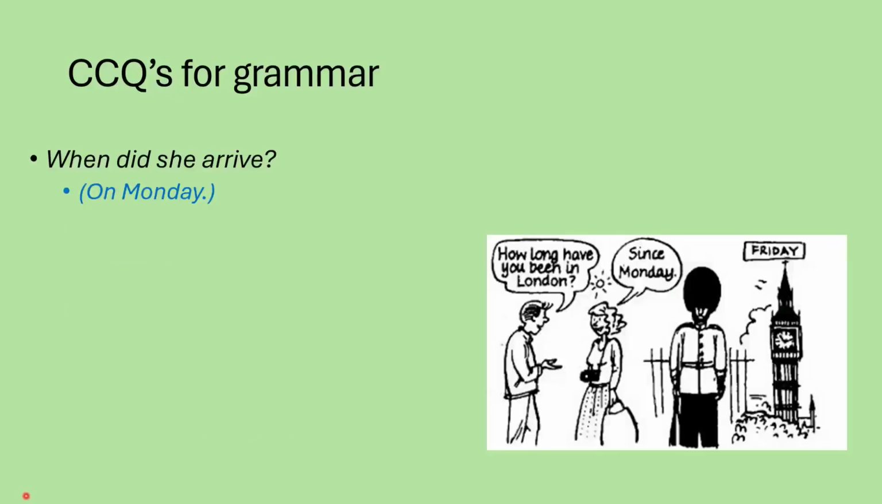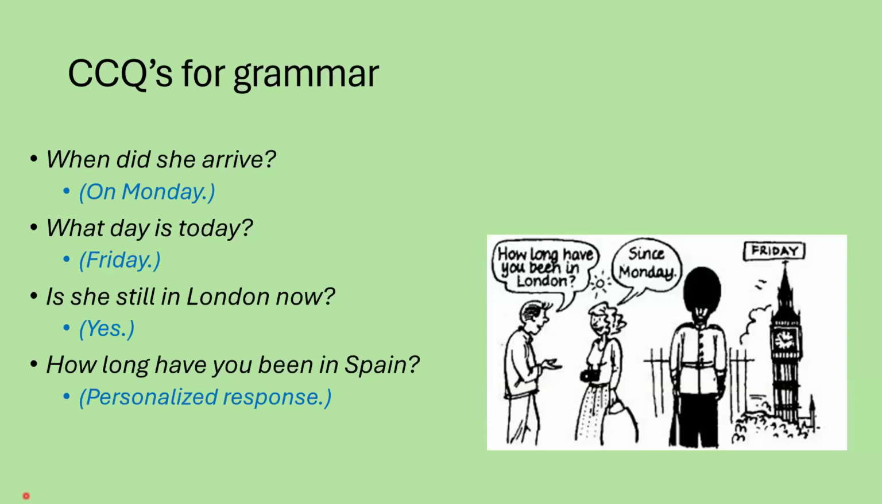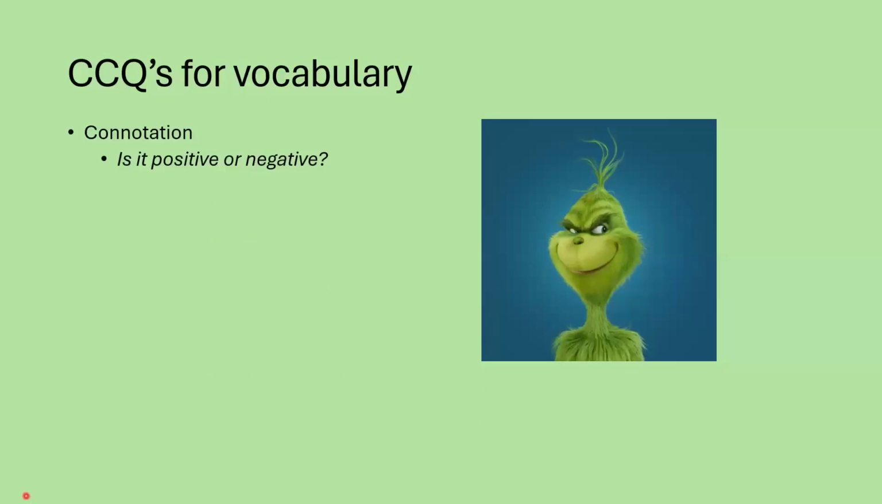I won't focus too much on the CCQs for grammar because it's not a grammar lesson. But if we were trying to check the understanding of the students, how long have you been here since Monday? So a present perfect, I have been in London since Monday. We've got some questions to figure out. It's more time-based, when she arrived and things like that. So sometimes CCQs with vocabulary are a bit easier. With grammar, they need a bit of thought sometimes, but we're here to help if you want some ideas.